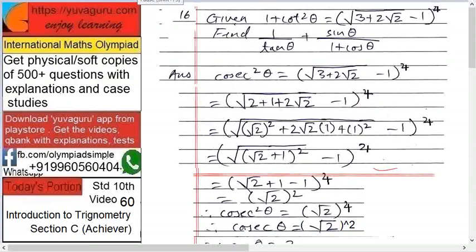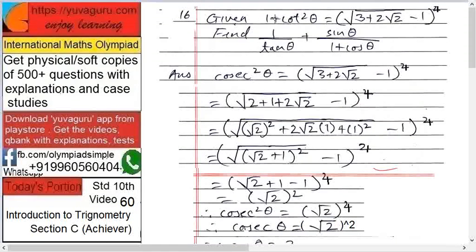Toughest one. Let's start. Given that 1 plus cot square theta equals (root of 3 plus 2 root 2 minus 1) the whole raised to 4. Remember this, root is only for 3 plus 2 root 2. Then find 1 upon tan theta plus sin theta upon 1 plus cos theta.